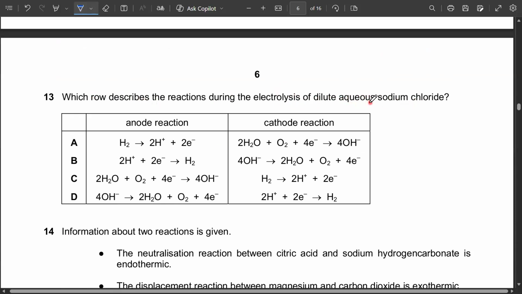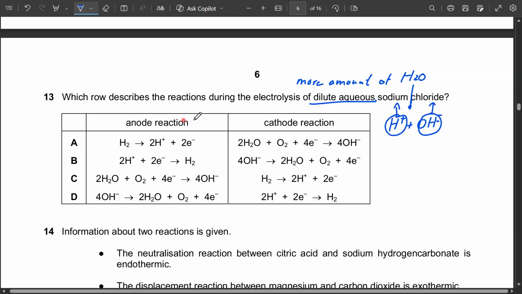Electrolysis of the dilute aqueous sodium chloride. First of all, you should be familiar that dilute aqueous means it will have more amount of water and less amount of NaCl. There is more amount of water. When water is more, it means there will be more amount of the hydrogen ions as well as the hydroxide ions in the solution. So their amount will be greater. Hydroxide ion and hydrogen ions.